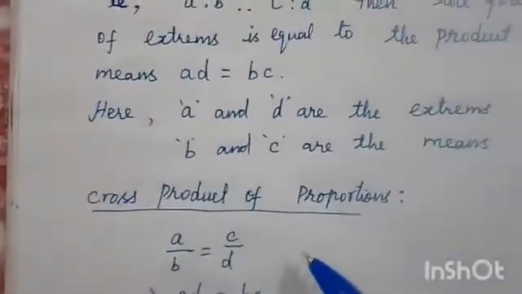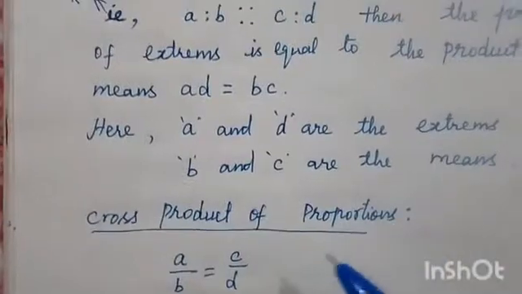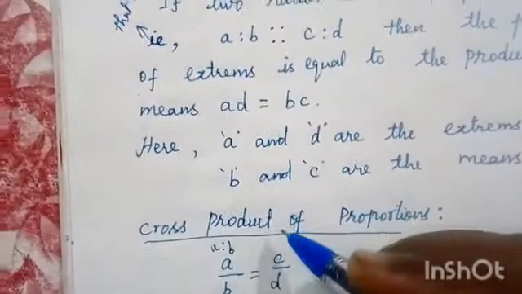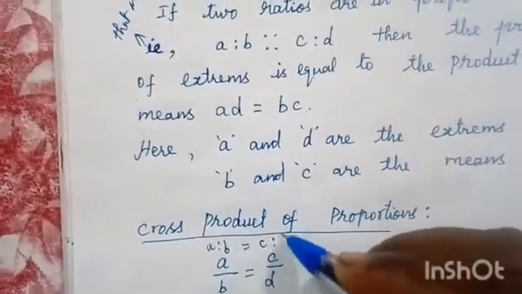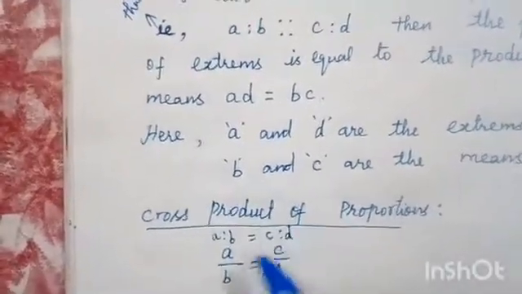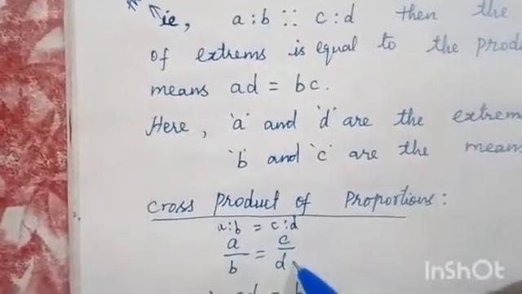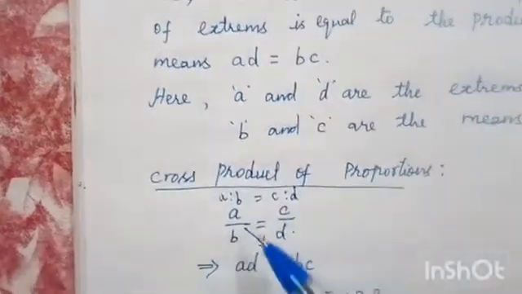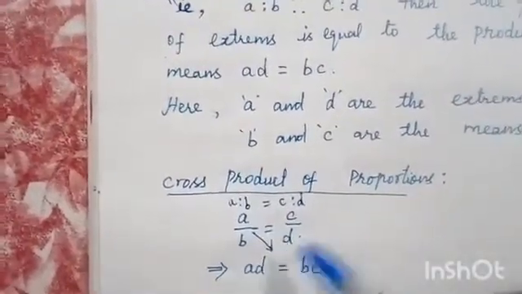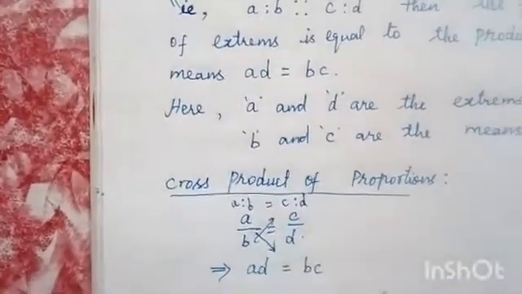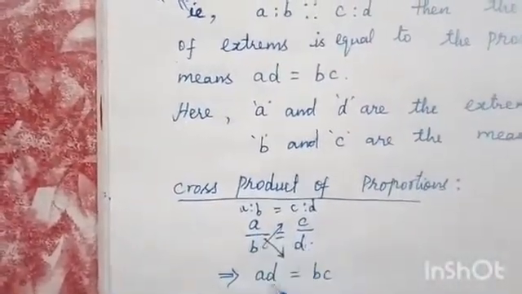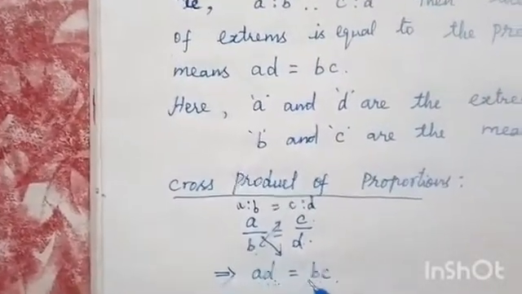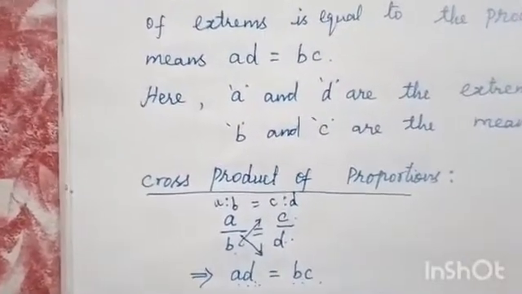Now in the same way, the cross product of proportions. A is to B is equal to C is to D, these two are in a proportion. So it is written as A by B equals C by D. You have to make a cross multiplication: multiply the numerator with the denominator, and this denominator with the numerator. So that is A into D, AD, and B into C, BC. It is read as A into D equals B into C.